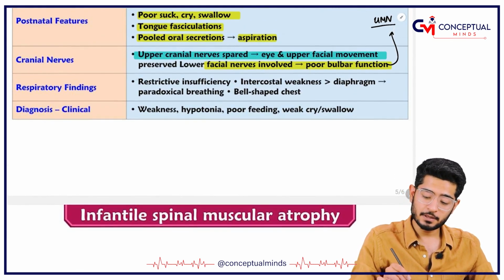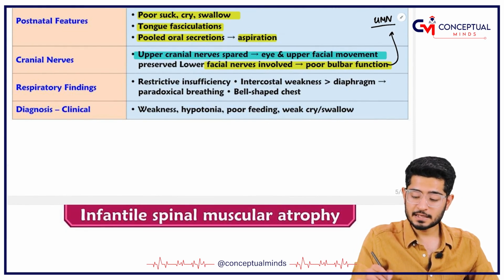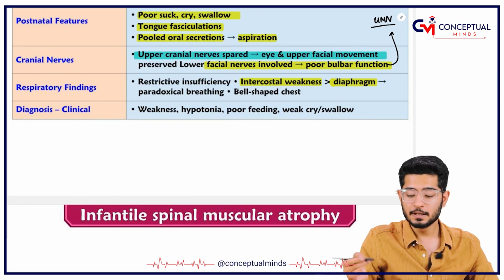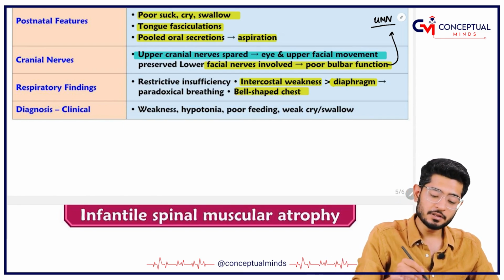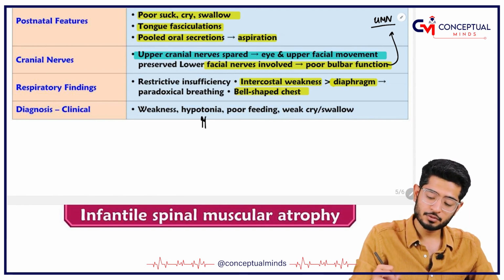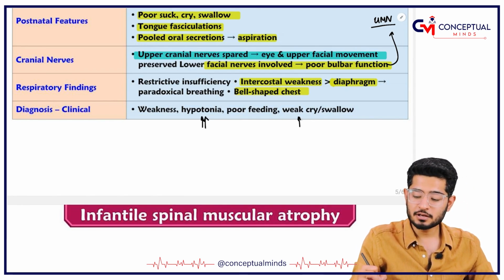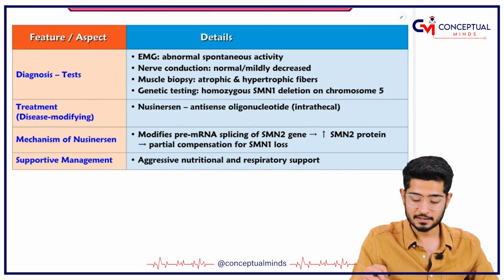In the respiratory findings, there will be intercostal weakness, the diaphragm is also not going to function properly, and there will be a bell-shaped chest. Clinically you can see that the child will have hypotonia, weakness, weak cry, poor feeding, all these things can happen.